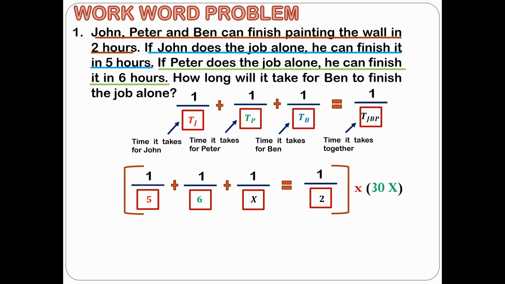Now the LCM is 30x. After multiplying, the equation will become 6x plus 5x plus 30 is equal to 15x. Then add the common term, we get 4x is equal to 30. Solving for x, we get x is equal to 7.5. So the time it takes for Ben to finish the job alone is 7.5 hours.